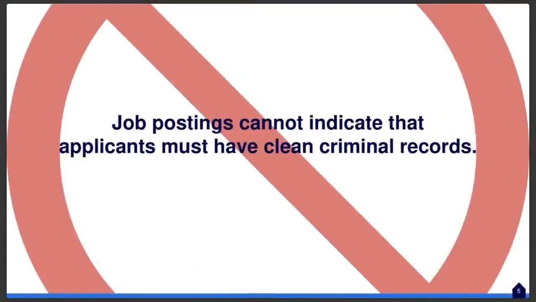Another important starting point is that, at least in New York, job postings cannot indicate that applicants must have clean criminal records. There have been a number of cases filed with the New York State Division of Human Rights over the years that I'm aware of, where companies had put right in their job postings, whether in the paper or online, for example, that the company will not consider anyone convicted of a felony or anyone with a criminal record, etc. Any sorts of per se exclusions like that in your job postings are a no-no, because the mere fact that you put it in there alone could provide someone the basis of a claim.